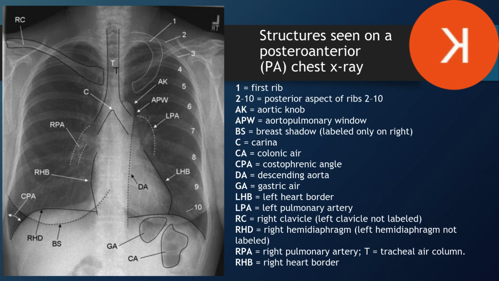Then we have the right pulmonary artery labeled RPA, and T, the tracheal air column, and then we have the RHB, which is the right heart border.